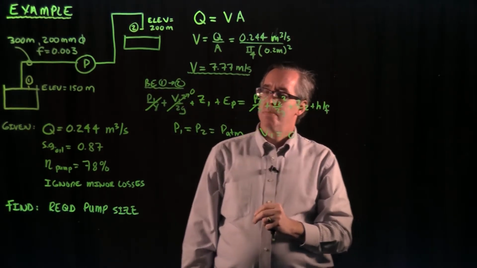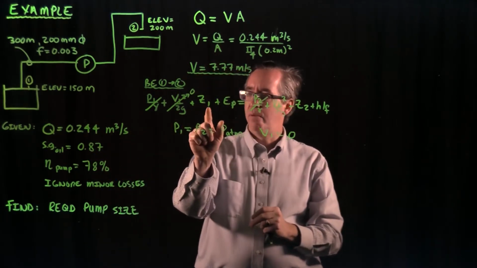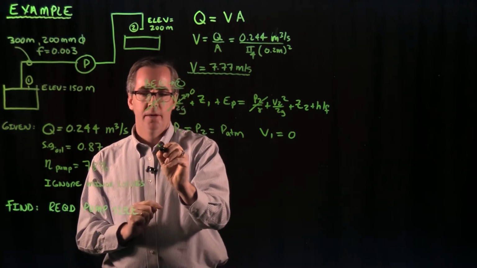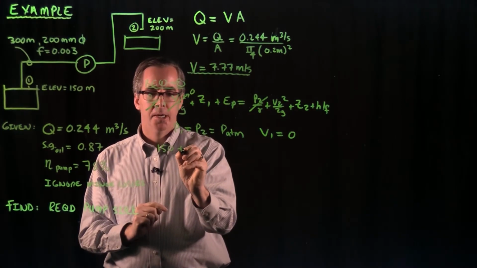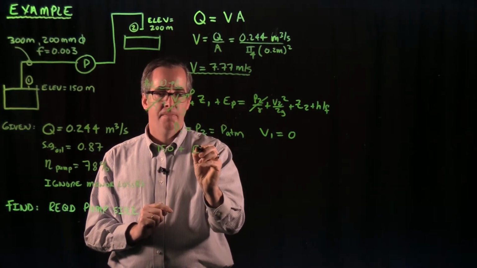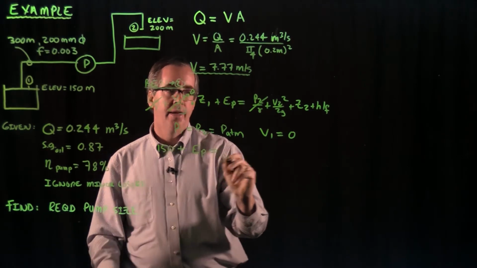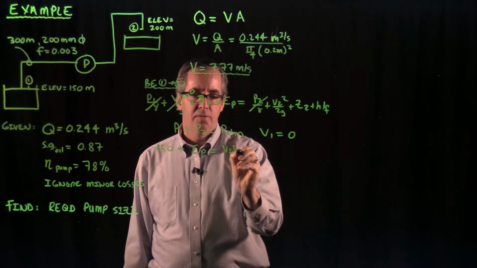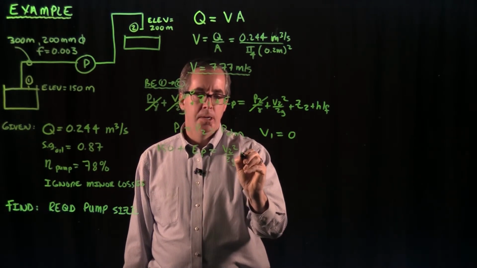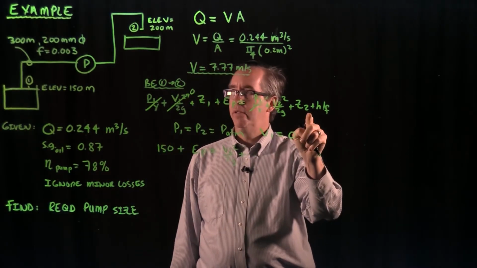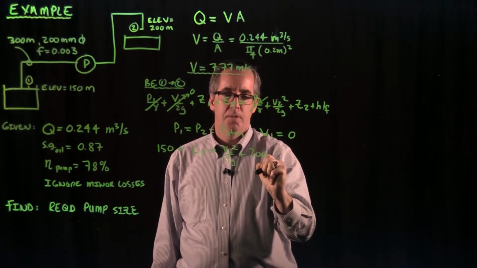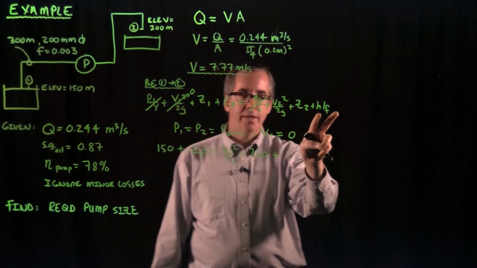All right. Now, when I look at the equation, I have Z1. Z1 represents the elevation at point 1. That's the 150. So we have 150 plus the pump head on the left-hand side. That has to equal the velocity head, V2 squared over 2g, okay, plus Z2, which we know is 200 meters, okay, plus the head loss due to friction.